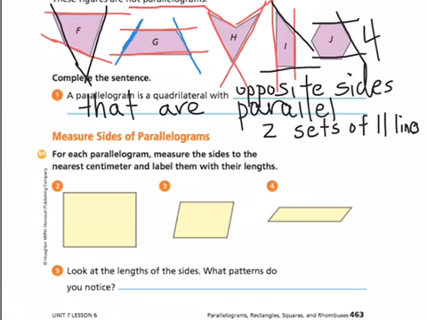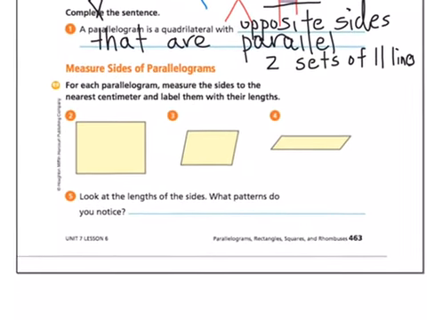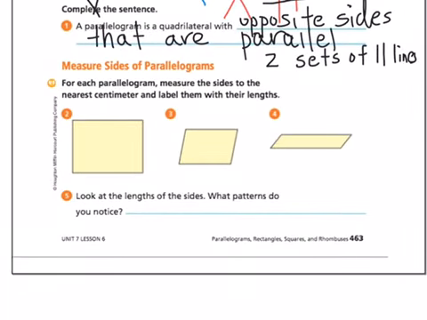Okay, at the bottom here, they want us to measure these sides, and then they want us to examine the lengths and figure out the patterns that we are seeing. Since we're kind of past our measurement unit, I'm going to give you what the sides are. This side is 3, this side is 4 centimeters, this side is 3, and of course if the top is 4, the bottom is 4. On this shape, this is 2 centimeters, therefore this is 3 centimeters, therefore this is 3 centimeters.